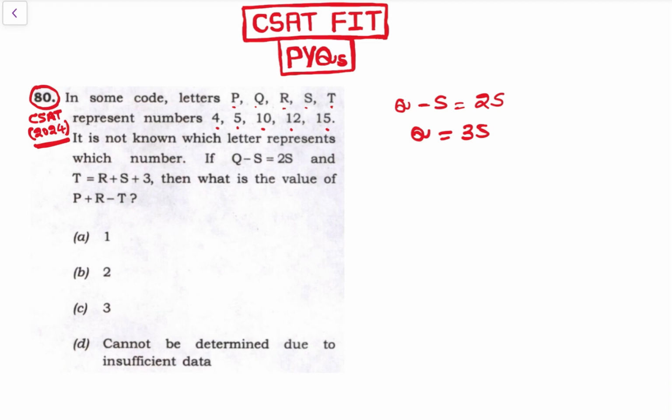And T is equal to R plus S plus 3. Then what is the value of P plus R minus T? So we need to find out the values of P, Q, R, S, T.